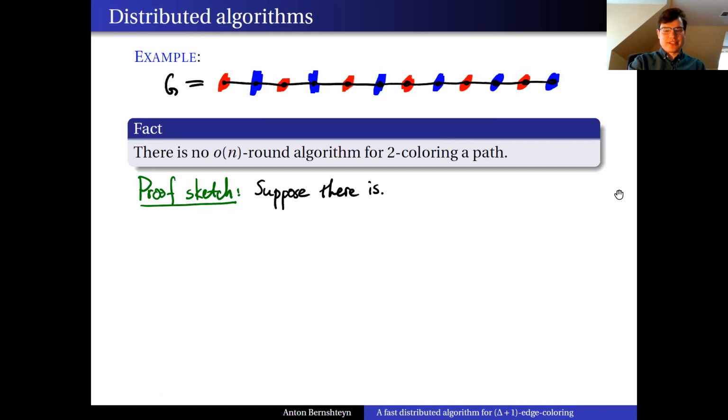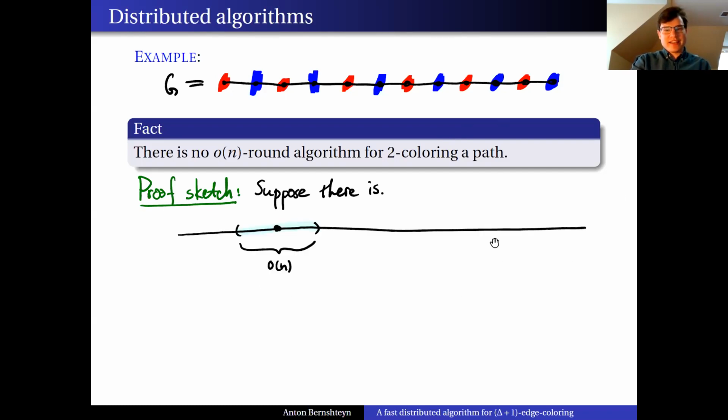Suppose that there is such an algorithm. What does this mean? This is our path. Look at this vertex here. It looks at its ball of radius little o of n, and so it looks at what's happening here. And based on this information, it decides what its color is going to be.